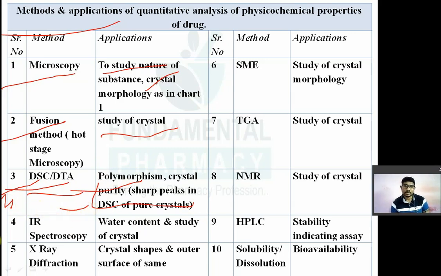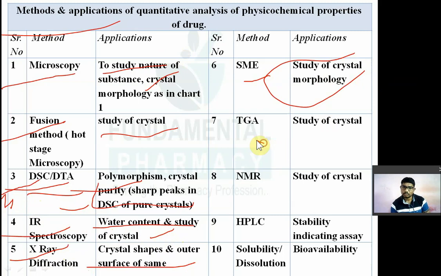Then using IR spectroscopy you can measure the water content of the crystal, you can study the crystal, you can identify the groups, etc. By using X-ray diffraction, you are able to see the crystal shape and the outer surface of the crystal, etc. By using scanning electron microscopy you can study the crystal morphology. By using thermogravimetric analysis, again it is also utilized for the study of crystals. By using NMR, you can study the crystal. By HPLC, you can analyze the stability.